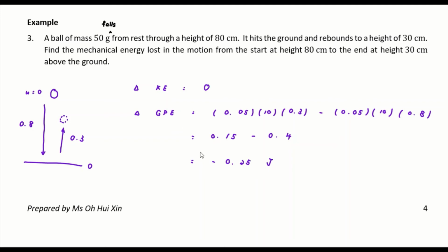Okay, so that's why you get a negative answer. So you know that it's a loss. So the mechanical loss is basically the loss for both KE plus GPE, and that gives us negative 0.25 joule. So that's why it's a loss. So loss in ME is equal to 0.25 joule. Okay, just like that. Okay, now example 4.